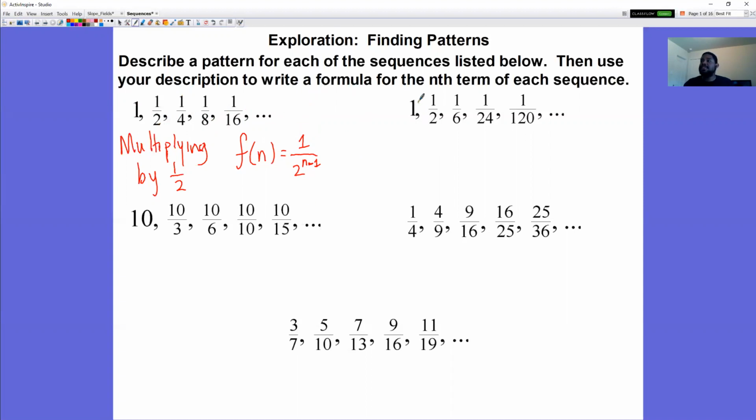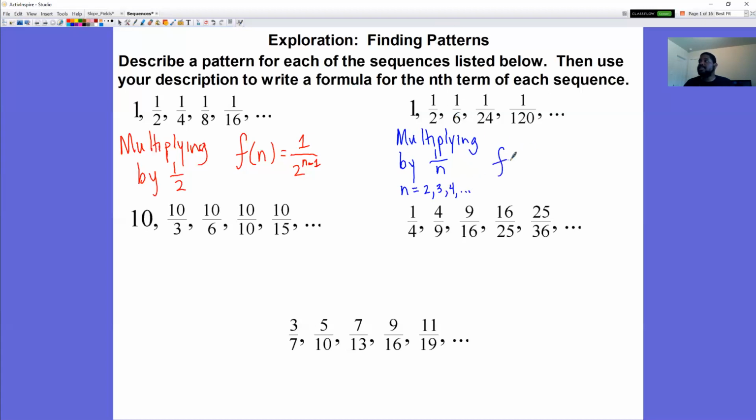Okay. Now, if you come over here to the right, we have another sequence. As you can see here, we're multiplying by 1/2, and then 1/3, and then 1/4, and 1/5. So the way we can describe this pattern, based on the way you see it, is multiplying by 1/n. And then we'll say that n starts at 2, 3, 4, etc.